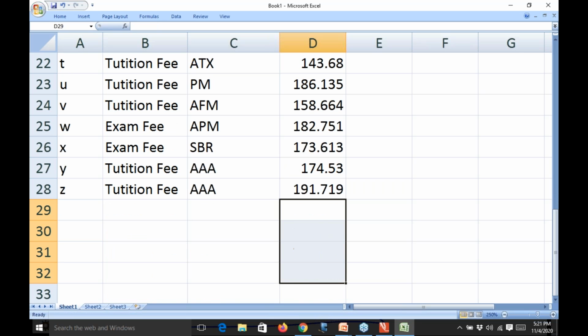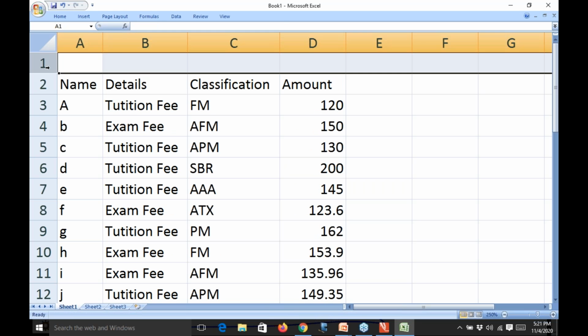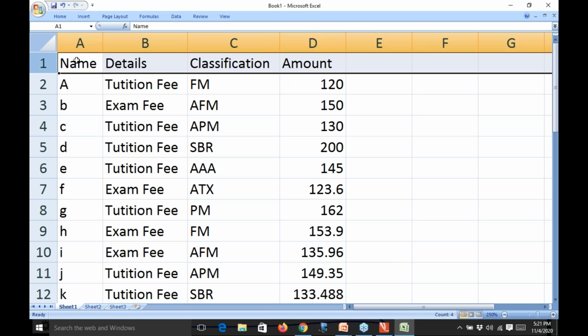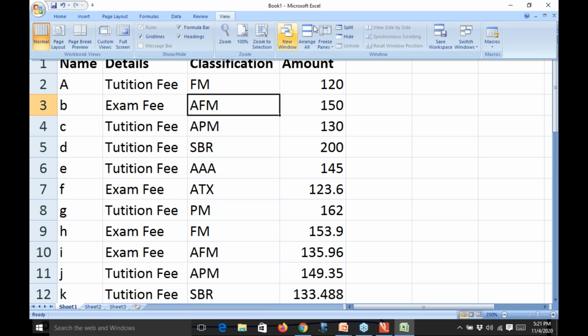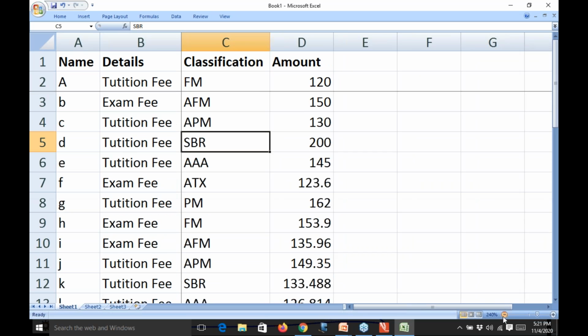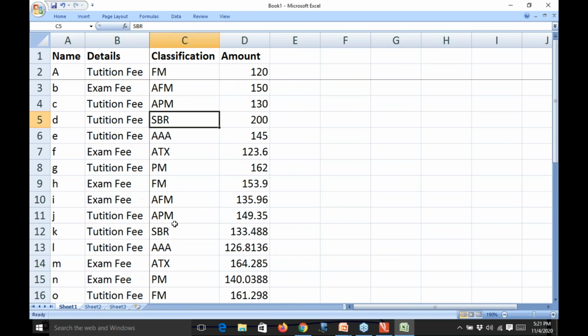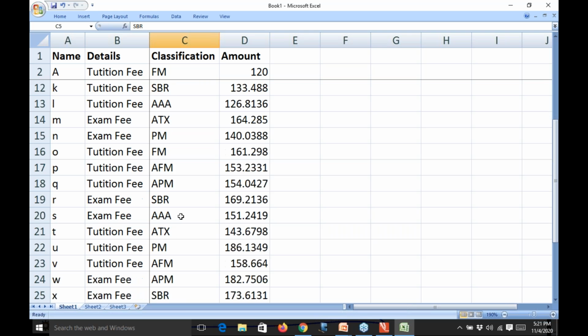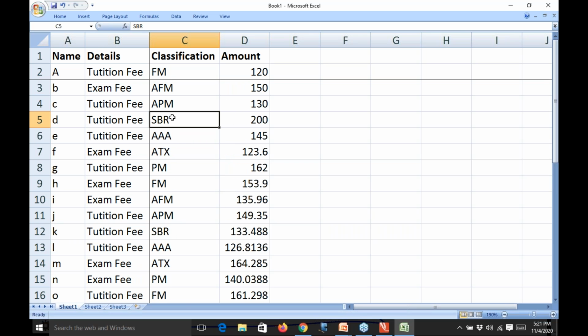Now, try to understand this. I've tried to record the data of various students of an institution. Unfortunately, this data is not going to lead me anywhere. I cannot tell you what the information is: how many financial management students have registered, how many AFM students have registered, etc.